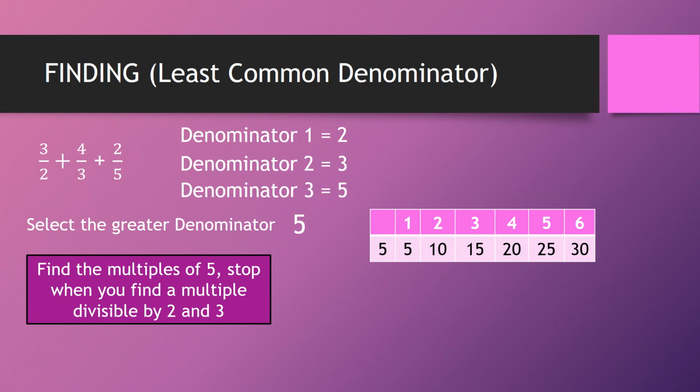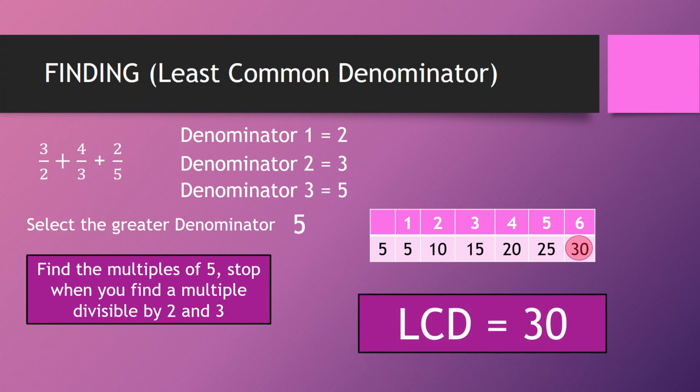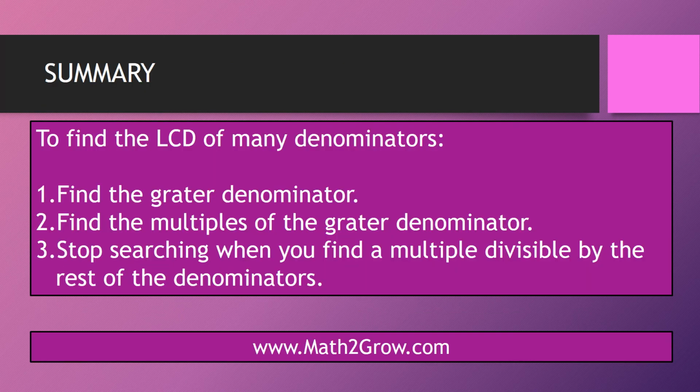And the sixth multiple is 30. 30 can be divided by 2, and 30 can be divided by 3. Then 30 is the least common denominator between 2, 3, and 5.